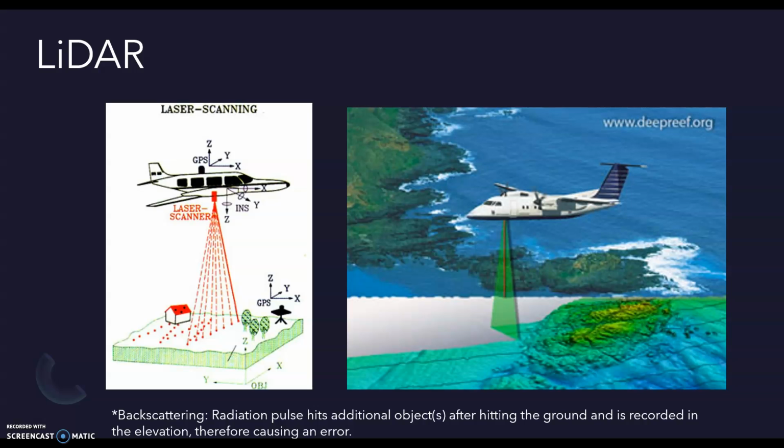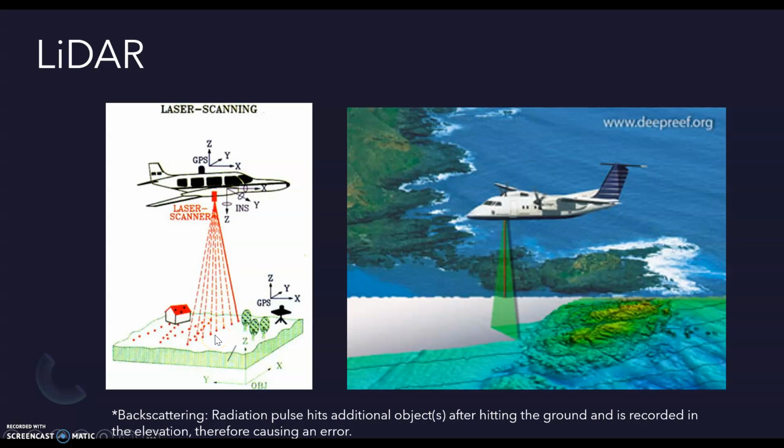As I mentioned earlier, LiDAR is usually conducted through planes. The plane emits a radiation pulse onto the ground and records the time it takes to bounce back to the sensor, and that gives it the elevation of the area. One thing with LiDAR is that it does not typically include vegetation, but it does include buildings.